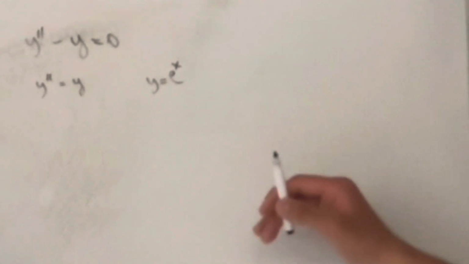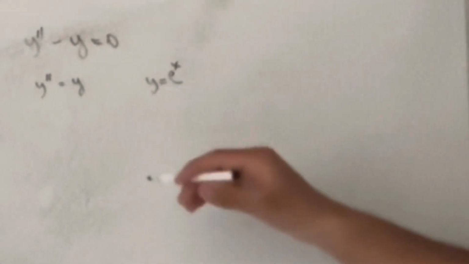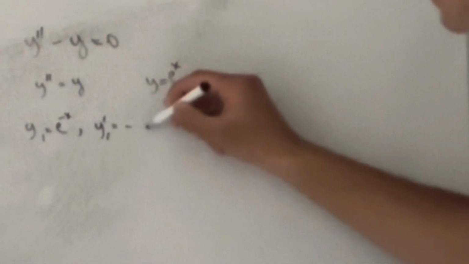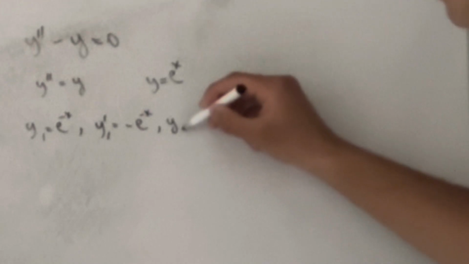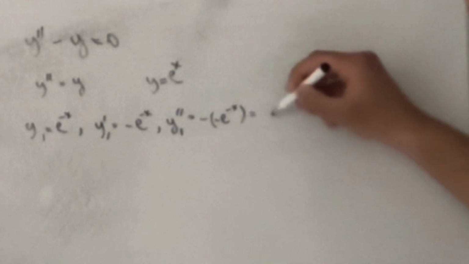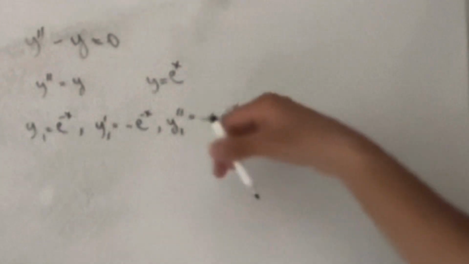Is there anything else? Well, you might be tempted to think of sine and cosine, but remember, sine of x will have a second derivative of negative sine of x, and cosine of x will have a second derivative of negative cosine of x. So it's not quite that. But we can take inspiration from this. What if you make that a negative x, e to the negative x? So let's say y1 is equal to e to the negative x, then y1 prime is equal to negative e to the negative x, and y1 double prime is going to be negative times negative e to the negative x, which is e to the negative x, and y1 is equal to y1 double prime, as you can see, right? E to the negative x, e to the negative x.